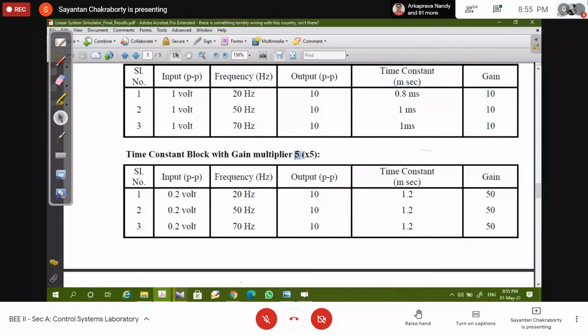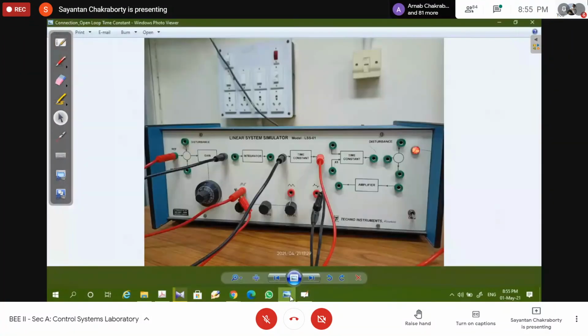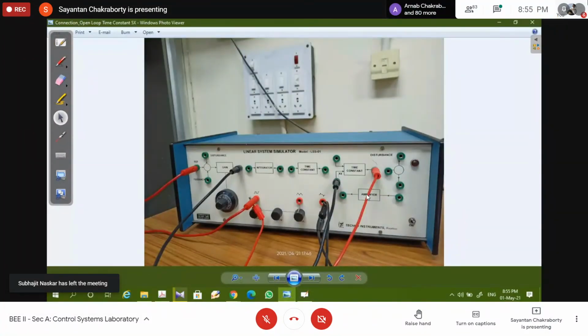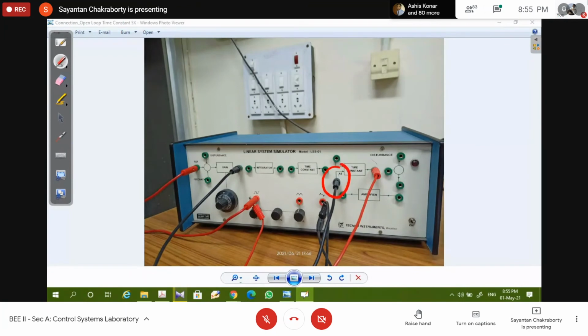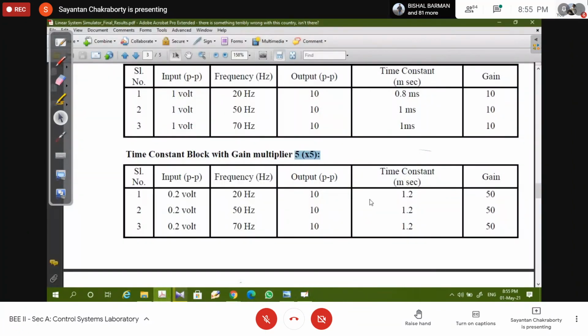Next, we have a gain multiplier 5. What is that? If you want a higher value of gain for the time constant, you can use this as your input to the time constant block. It is a multiplier of 5. Whatever value you put over here will be multiplied by 5. So the gain of the time constant block will be 5 into 10, that is 50. I will not show you the results because it's the same as previous. If you look at the data, the time constant will be something like this, and the gain will simply be 50.